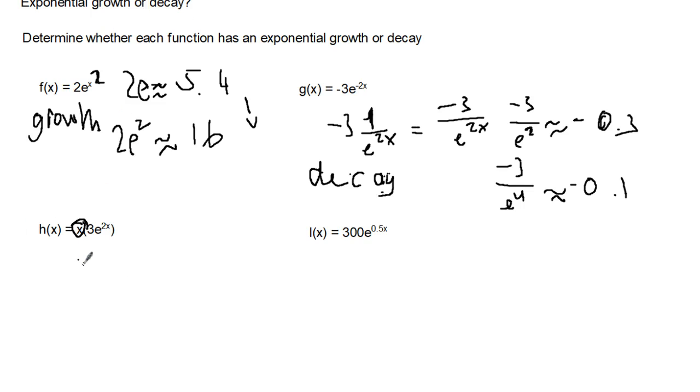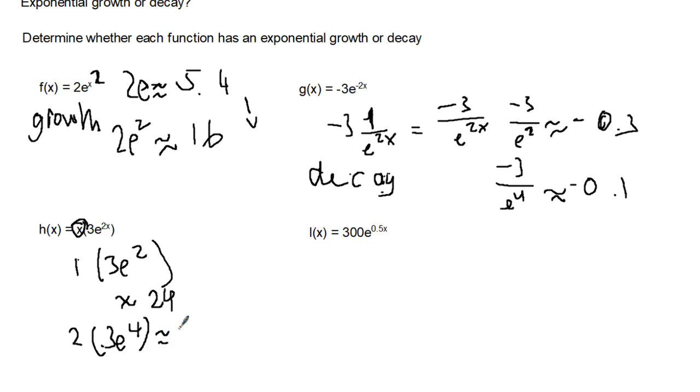We'll add 1 in. 1 times 3e squared is roughly 24. And then 2 times 3e to the 4th power. E to the 4th power is about 300. So yeah, definitely exponential growth.